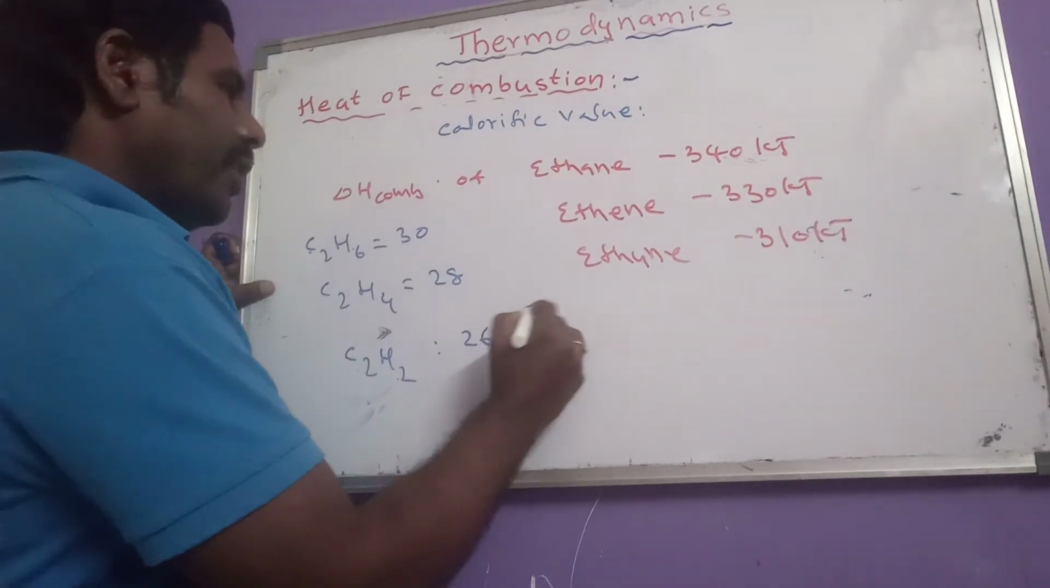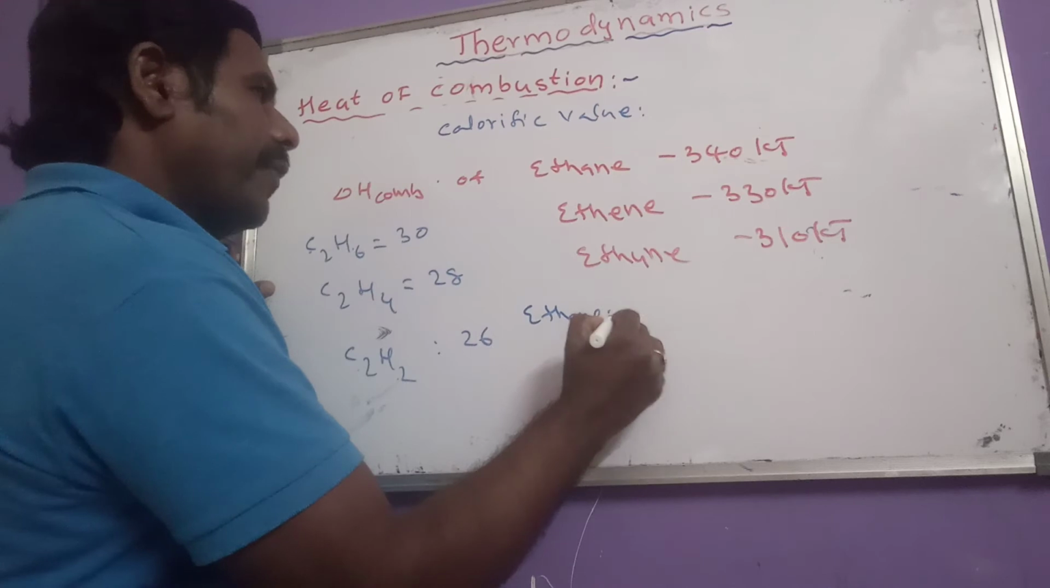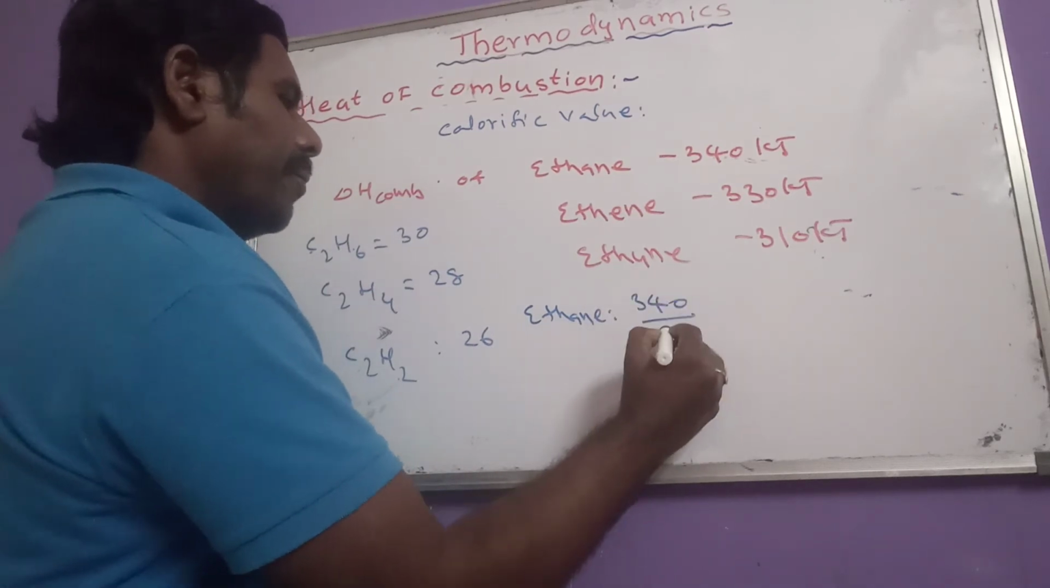Now, calorific values we have to determine. Ethane calorific value is 340 divided by which one?